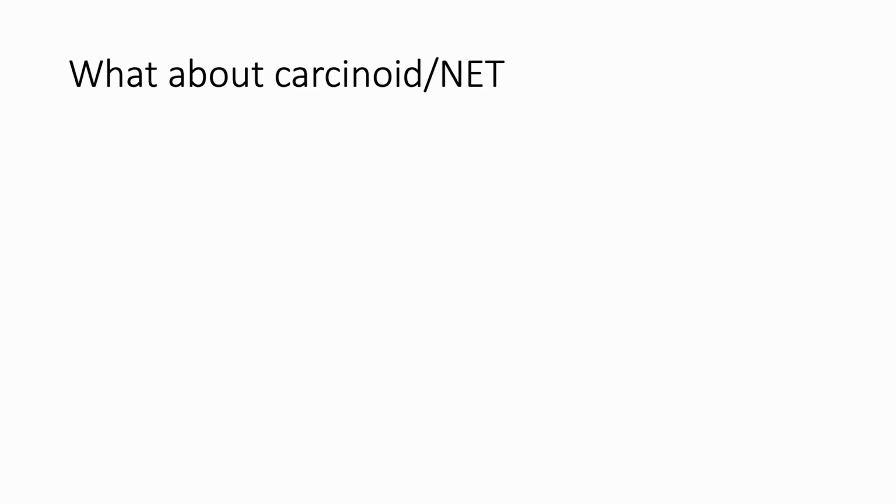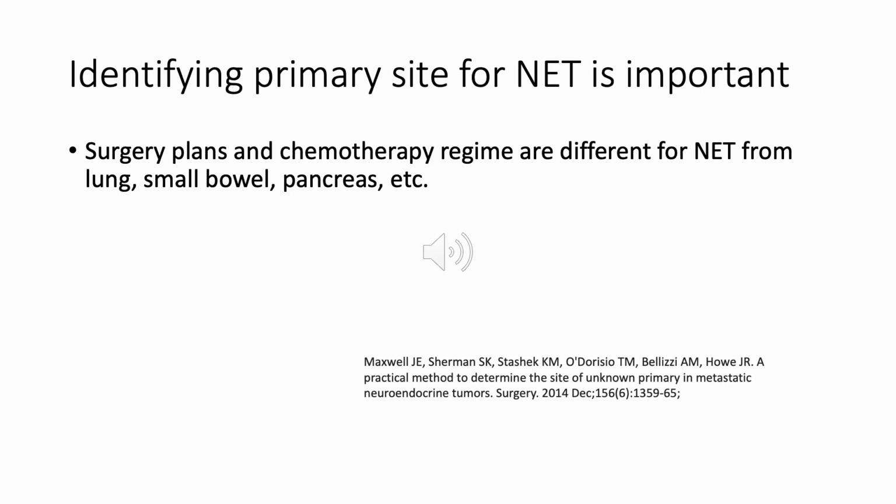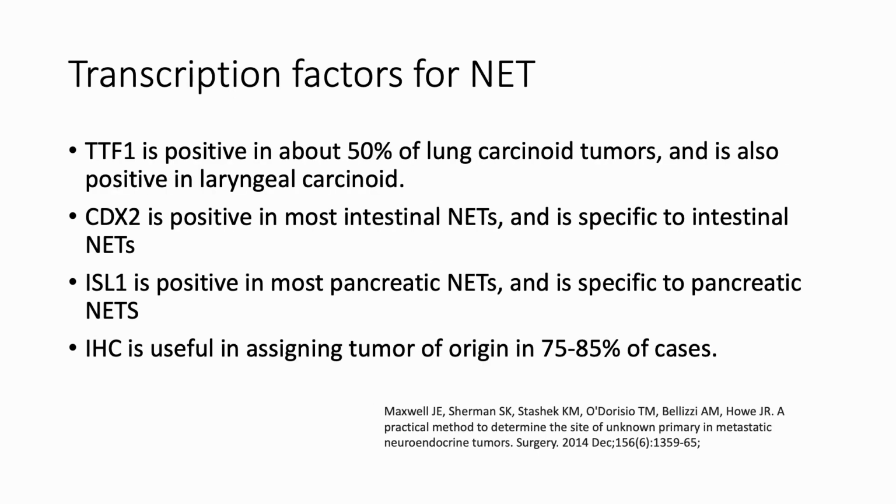What about low-grade neuroendocrine tumor? Is identifying the primary site necessary in these cases? The short answer is yes. Identifying the primary site is important for low-grade neuroendocrine tumors. Surgical planning and chemotherapy regimens differ significantly depending on the site of origin, such as lung, small bowel, or pancreas.